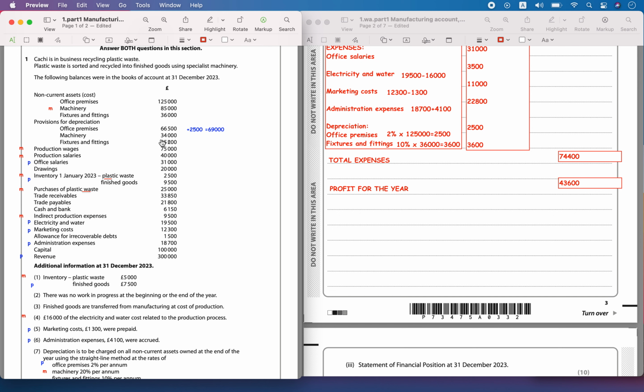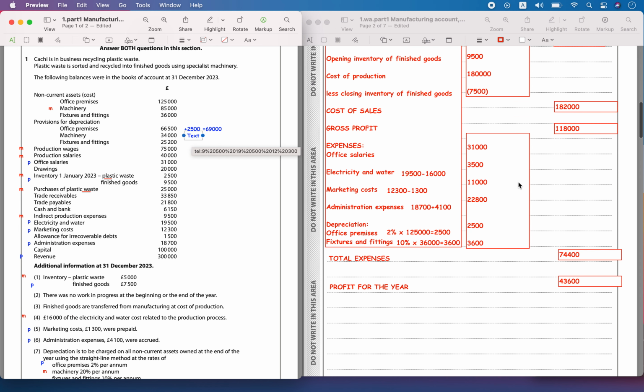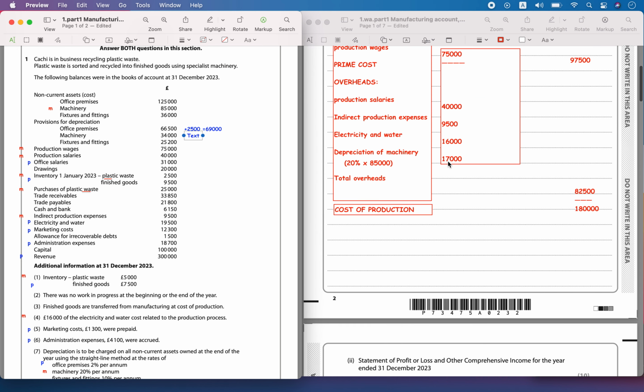So 69,000. Then you have machinery. Machinery is going to be 34,000, and this year's depreciation was calculated at 17,000. So let's add up that depreciation. The total accumulated depreciation becomes 34,000 plus 17,000, that is 51,000.